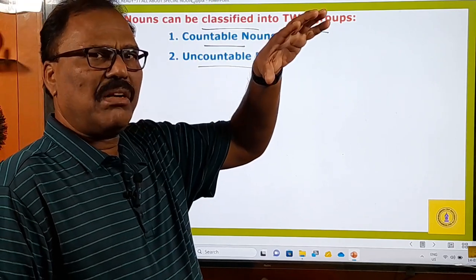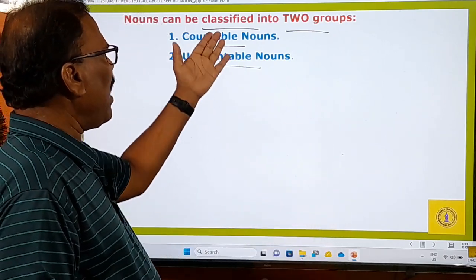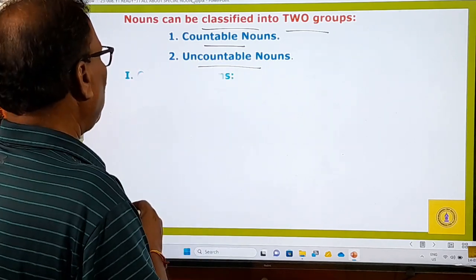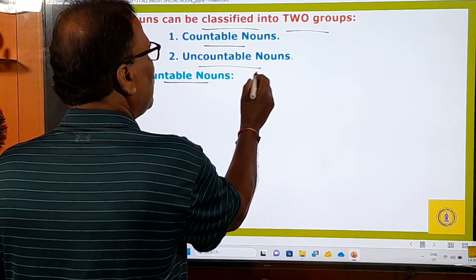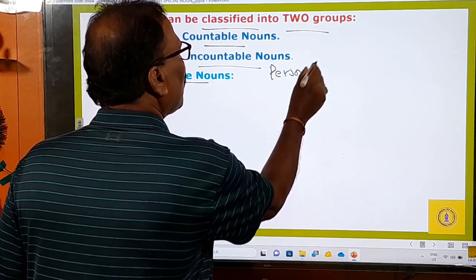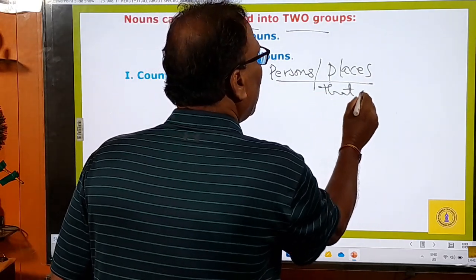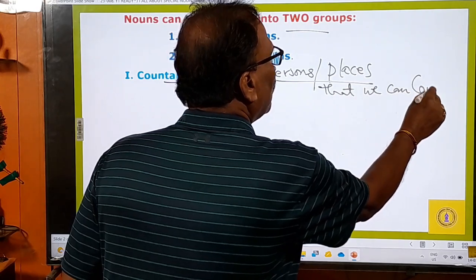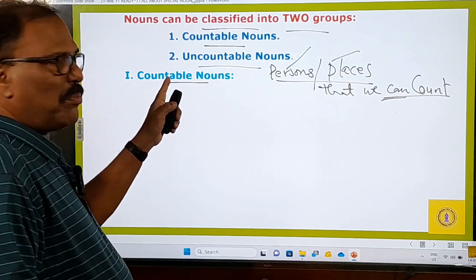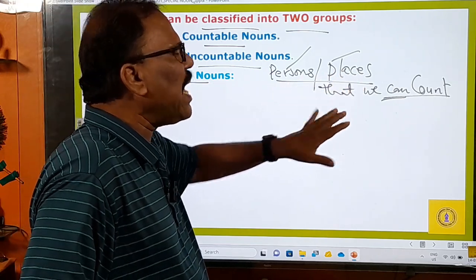That division is a grammatical division. That is an old division, but it is a modern division of nouns: countable nouns and uncountable nouns. And what are the countable nouns? Countable nouns means all the names of persons, all the names of places that we can count. That's important, that we can count. So we must be able to count them. Such nouns are called countable nouns. Countable nouns are nothing but all the names of persons, all the names of places that we can count.